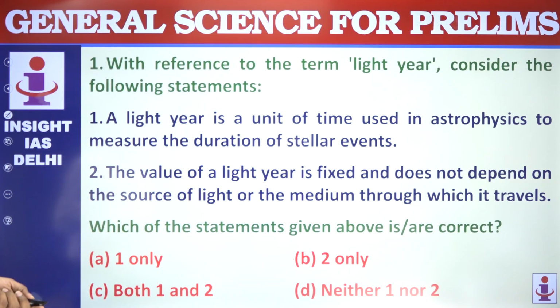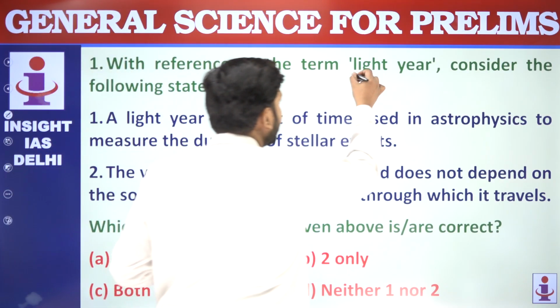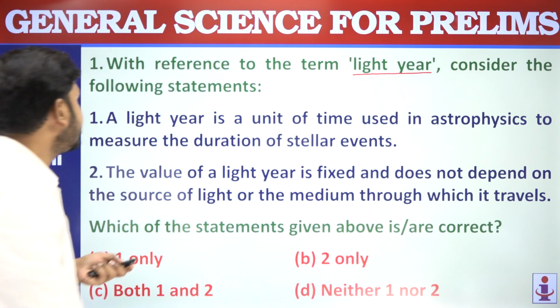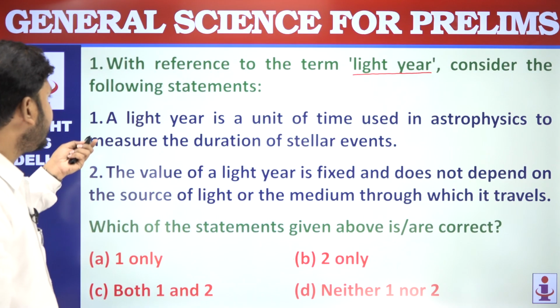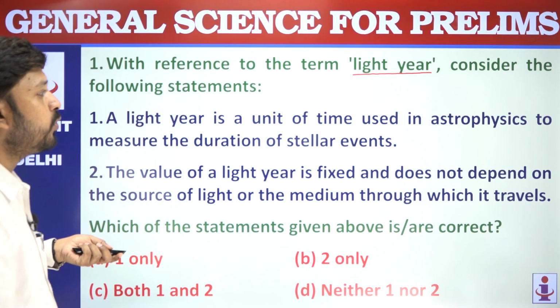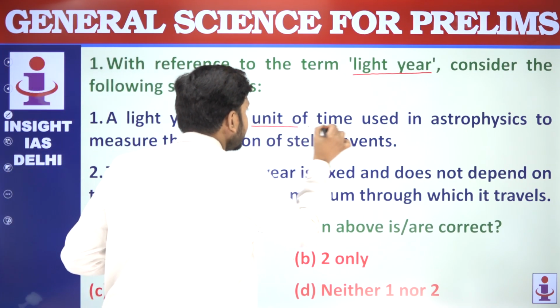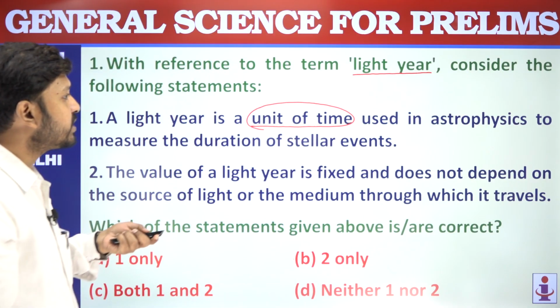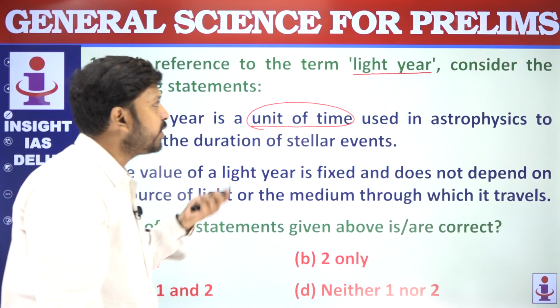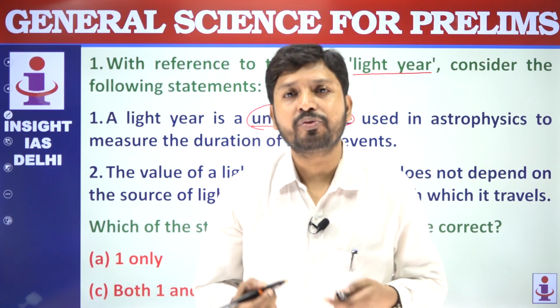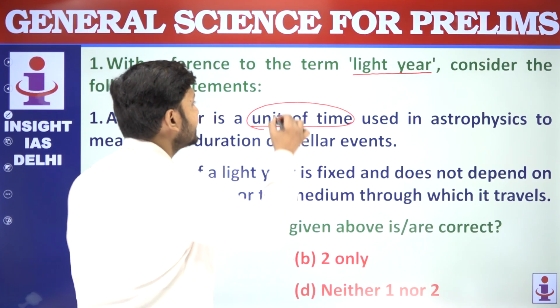So let's see the first question. With reference to the term light year, they're asking something about what is called a light year. Consider the following statements. Okay, let's read. The first statement: a light year is a unit of time. They have mentioned it is a unit of time used in astrophysics to measure the duration of stellar events. And we know, right, a light year is not a unit of time. It is a unit of distance.